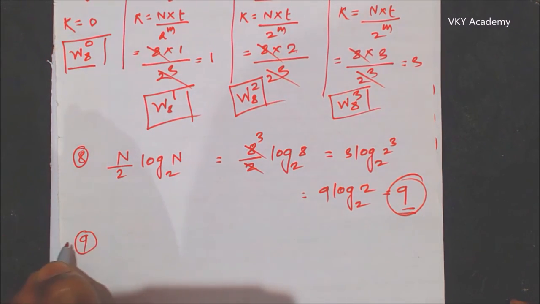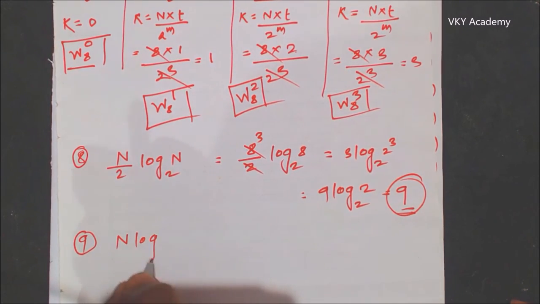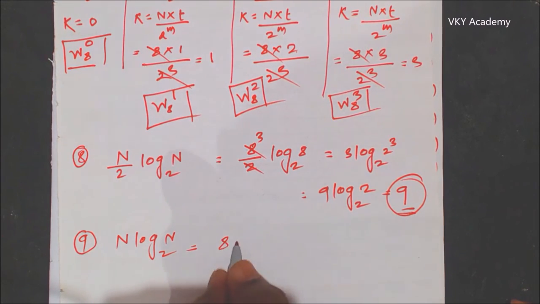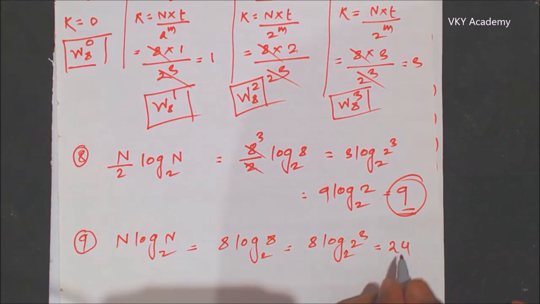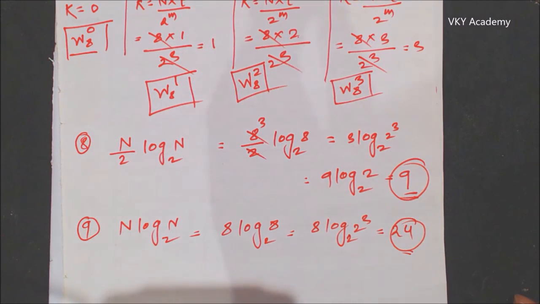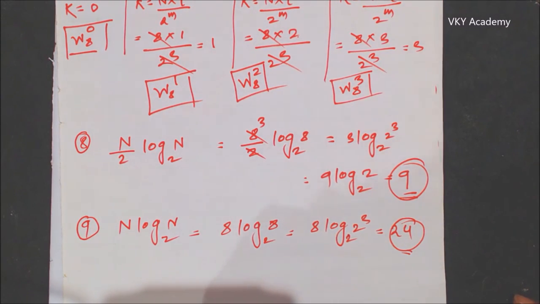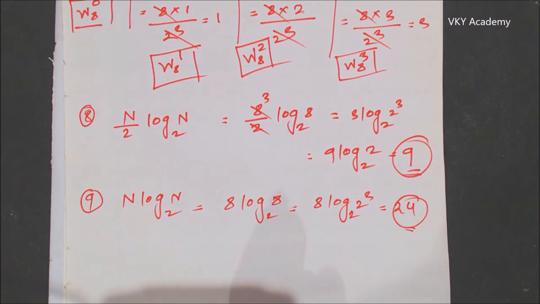Now point number 9 states that the number of complex additions is given by N log N base 2. So N is 8, log of 8 base 2, which is 8 log of 2 to the power 3, that is 24 complex additions are there in fast Fourier transform. So in this lecture we have discussed how to draw the butterfly model for 8-point DFT with the help of necessary and important calculations. Now in the next lecture we will solve a few numericals based on 4-point and 8-point DFT using DIT-FFT algorithm. Thank you.